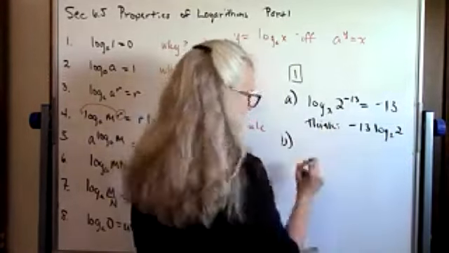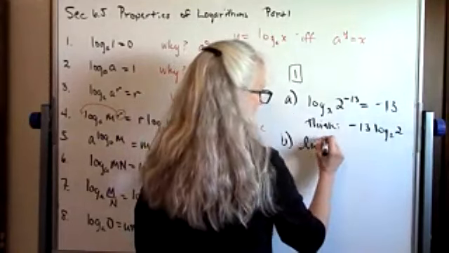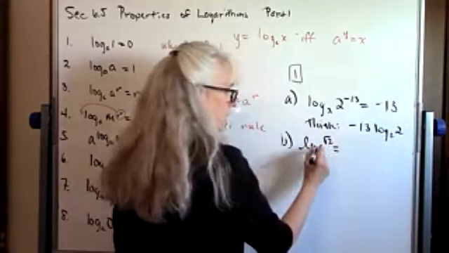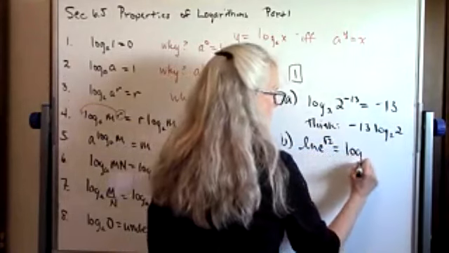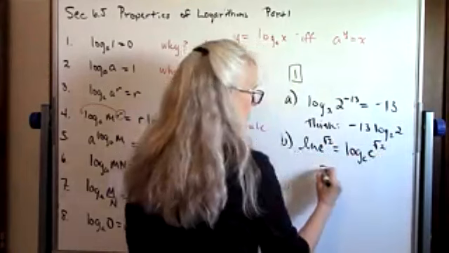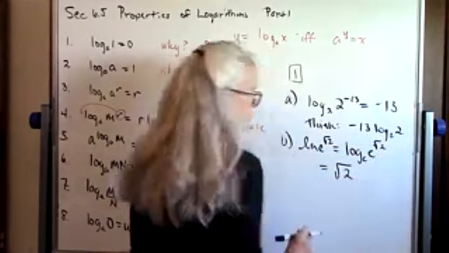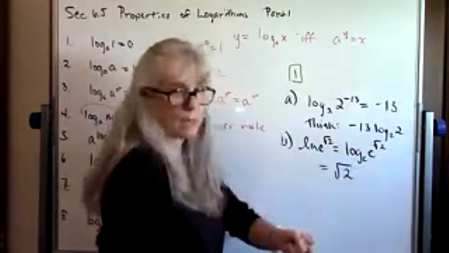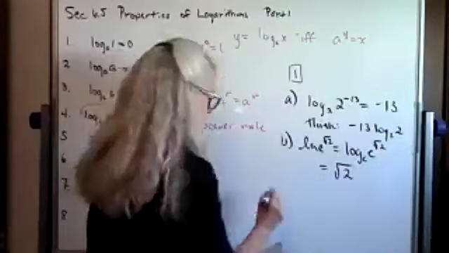Part B on that one says, what about the natural log of e to the square root of 2? A gentle reminder that the natural log of e is the same thing as log base e of e to the square root of 2. So our answer is, again, the exponent, which is just root 2. Again, the base and the argument are the same, so you're left with that exponent.